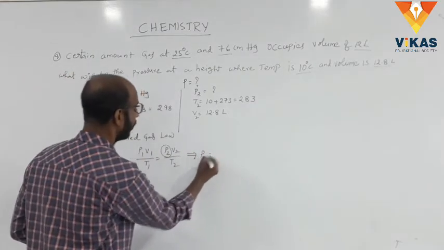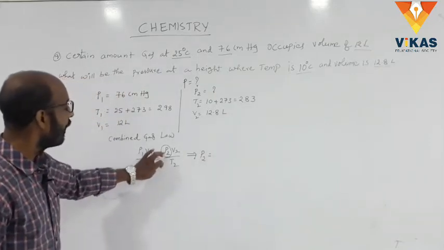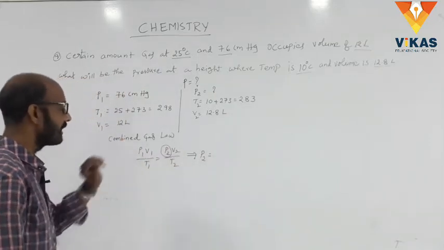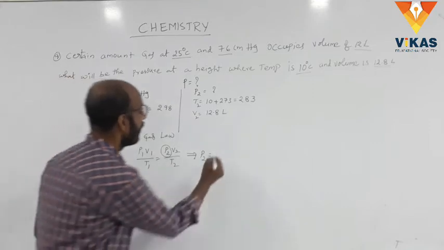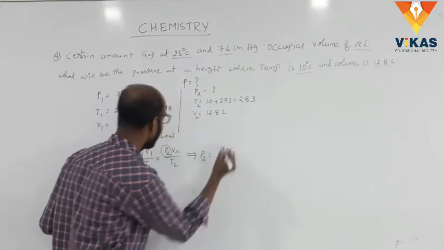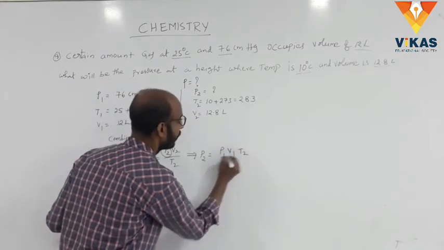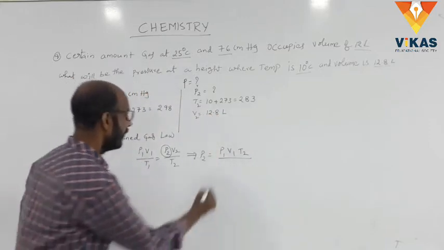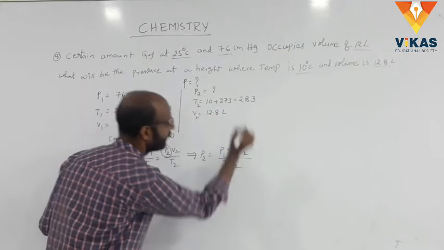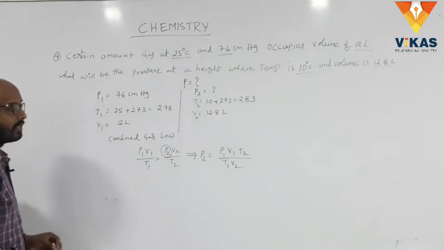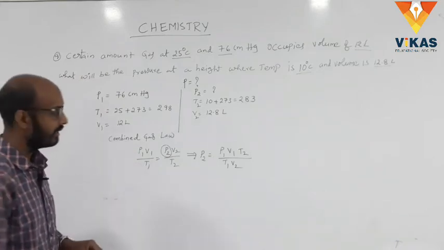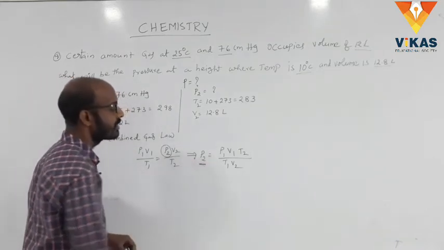So P2 is equal to, keeping P2 here and taking the remaining terms to the other side, P2 is equal to P1 V1 T2 by T1 V2. Okay, substitute all the values in this formula and find out P2.